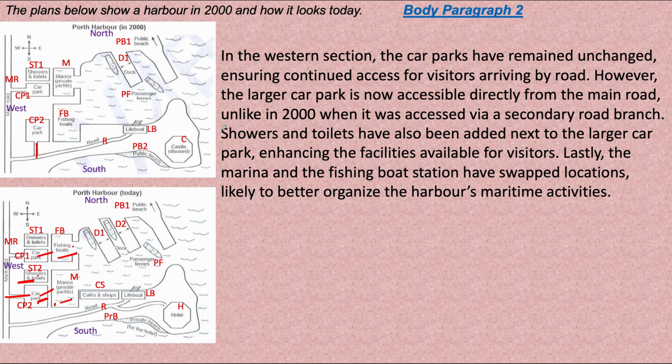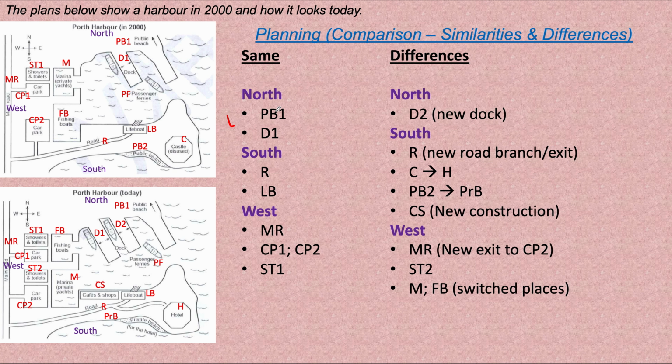In this part of the writing, I have mentioned the function of almost all the changes or similarities. This is something you don't necessarily need to write in your writing. So, this part about ensuring continued access, enhancing the facilities available to visitors, likely to better organize the maritime activities, these three parts are a mention of the purpose of the various amenities. These do improve your writing, but you can choose not to write them if you want. Now we are done with the north and the west. We are just left with the south.